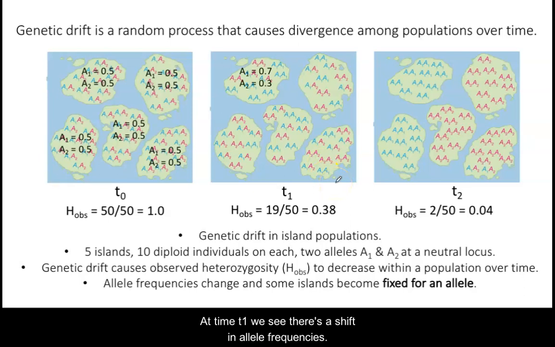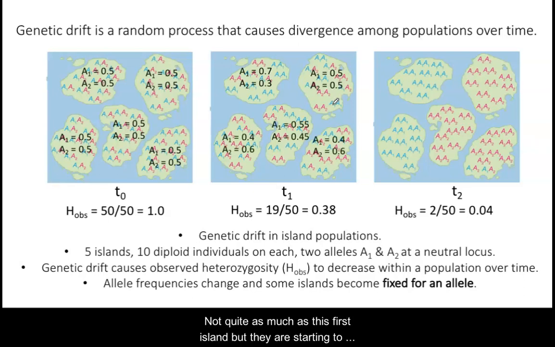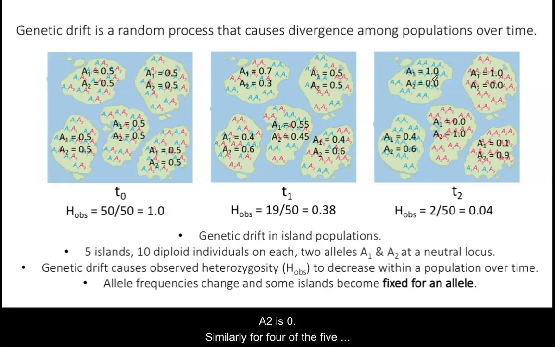At time T1, we see there's a shift in allele frequencies. This island has stayed the same; there hasn't been a shift at time T1. But if we look at any of the other islands, we see there's been a shift in the allele frequencies. Not quite as much as this first island, but they are starting to change. Then at time T2, we see that the allele frequency for A1, as we mentioned before, has become fixed in this population, meaning the frequency of that allele is 1 and the frequency of the A2 allele is 0. Similarly, 4 of the 5 populations have become fixed for an allele.